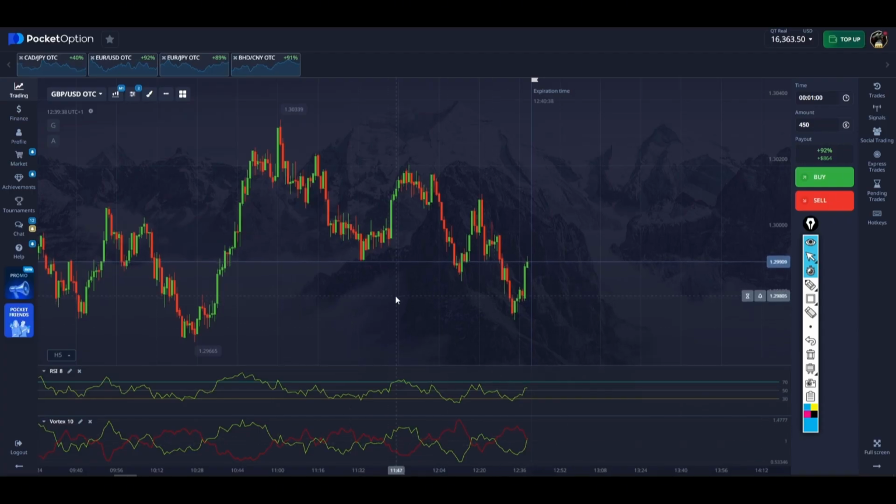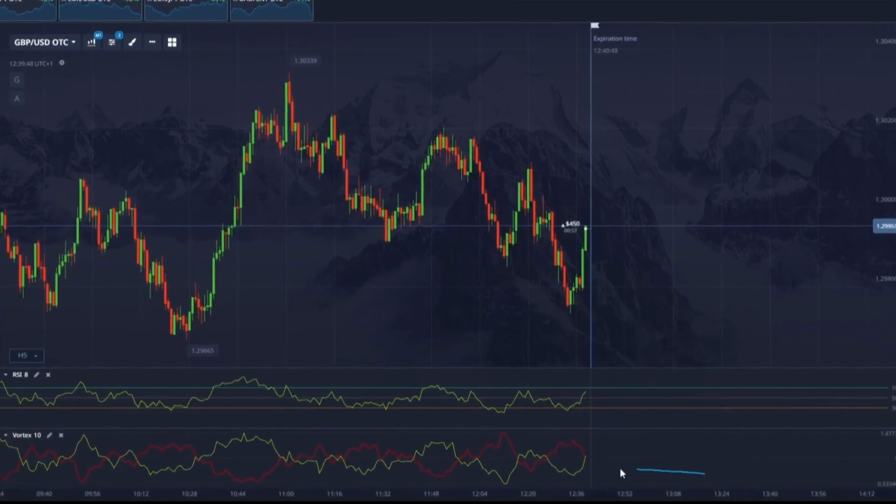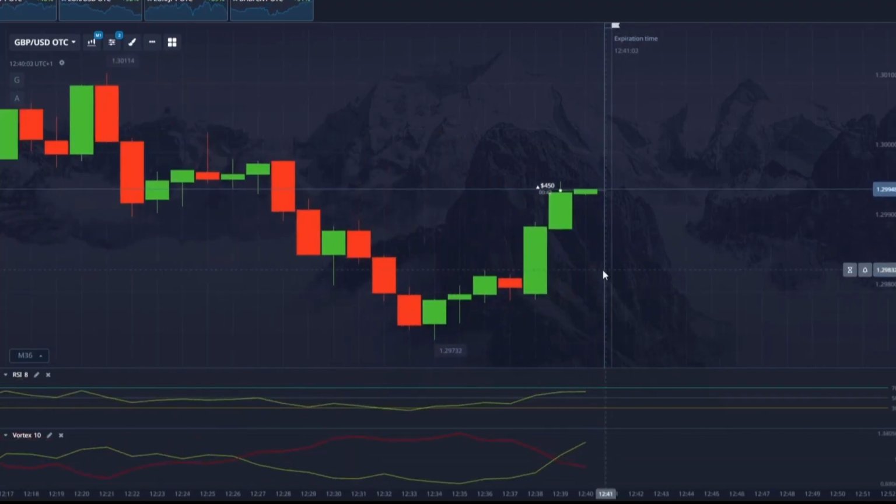I'll stop at the British pound to US dollar currency pair. I'm opening a buy trade with a 1-minute expiration. This setup looks interesting. The Vortex indicator shows buyer dominance and the RSI is moving toward the overbought zone. Even though the overall trend is downward, a breakout from this accumulation area looks promising. The entry point seems pretty good. Let's see how this trade closes.